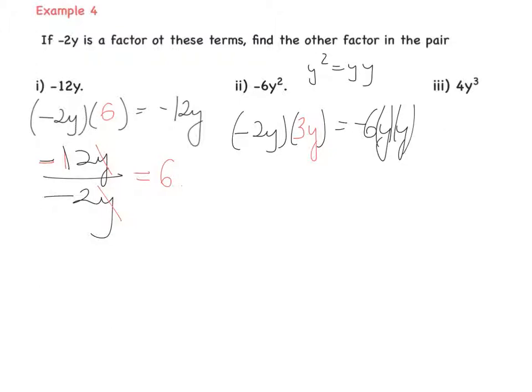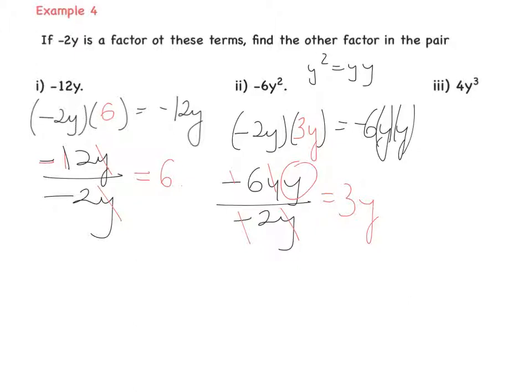And then let's try the other method. So it's minus 6y divided by minus 2y. Y, and minus minus, 6 divided by 2 is 3, and y. Okay, so what's left? Y left, and 6 divided by 2 is 3.